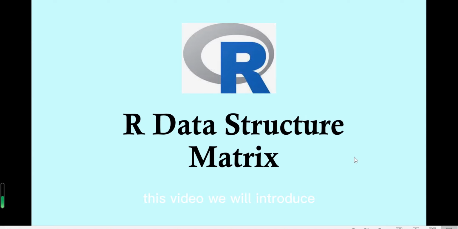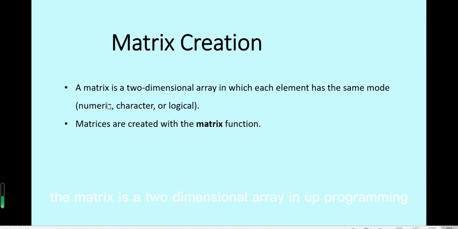In this video, we will introduce the R programming data structure matrix. A matrix is a two-dimensional array in R programming, and each element of a matrix has the same mode or type: either all elements are numeric, or all are character, or all are logical, for example. A matrix can be created with the function called matrix in R.